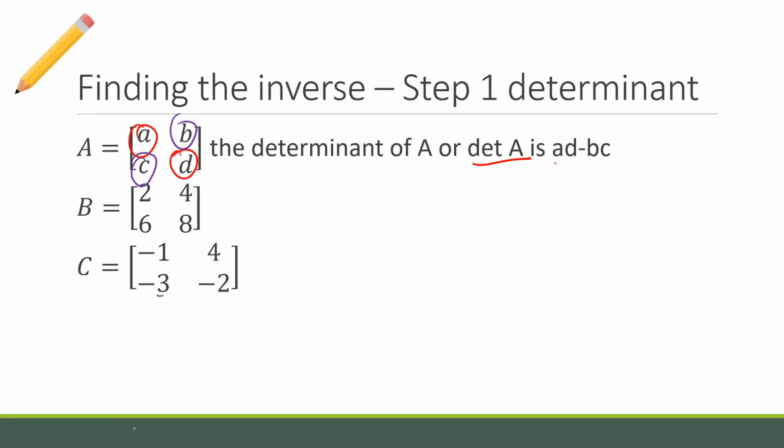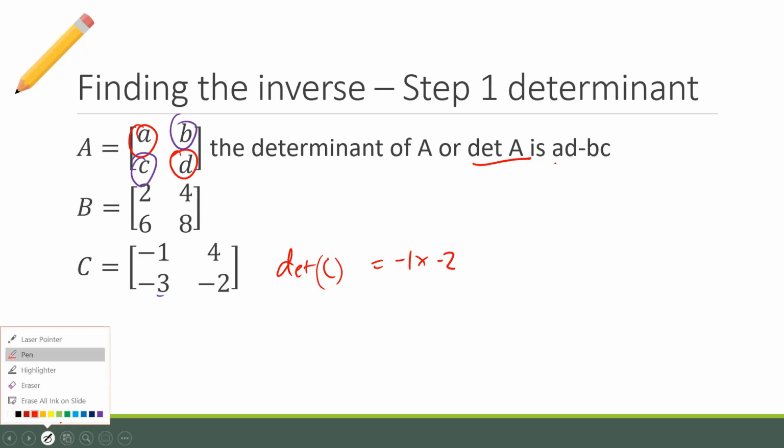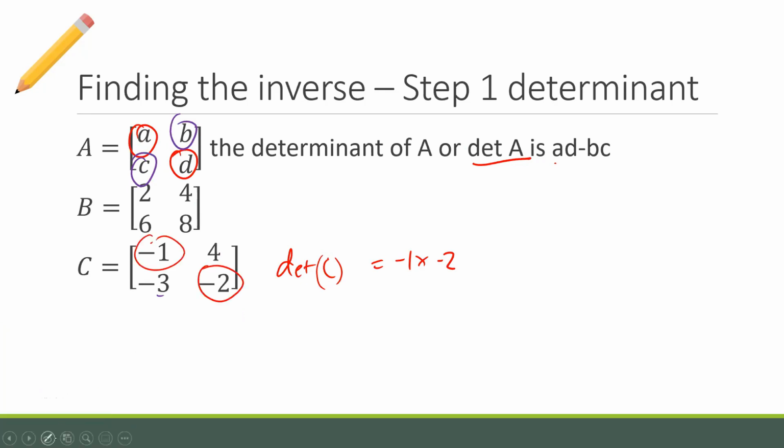Let's just do this C again. The determinant of C is going to be equal to -1 times -2, so that's this and this, minus the other diagonal, minus this times this, which is 4 times -3. Now, -1 times -2 is going to be 2. 4 times -3 is going to be -12. Negative times negative makes positive, plus 12. That's going to be 14. So that was our determinant.